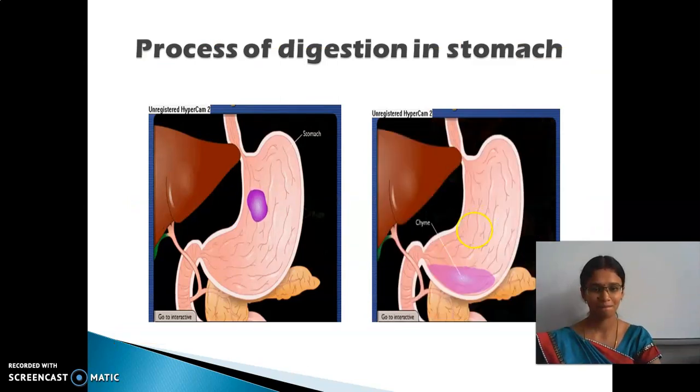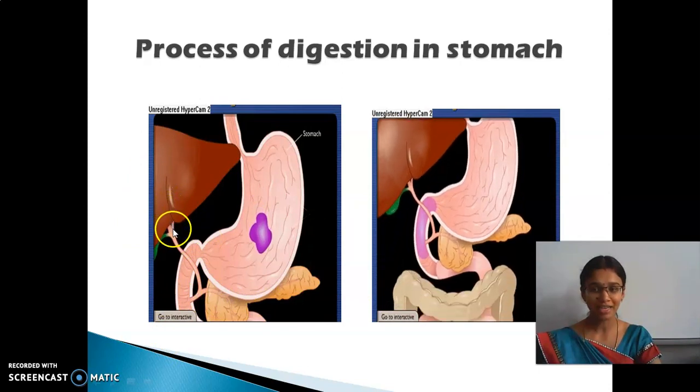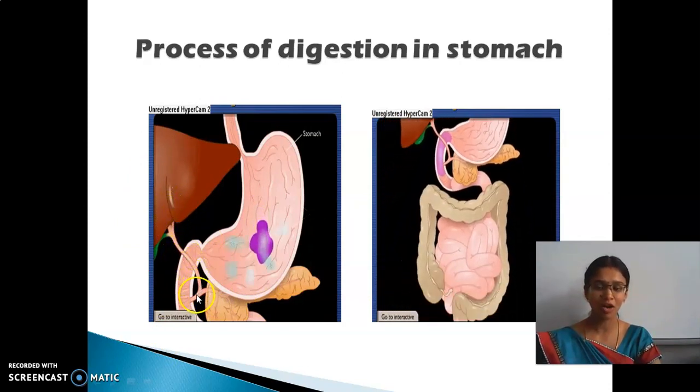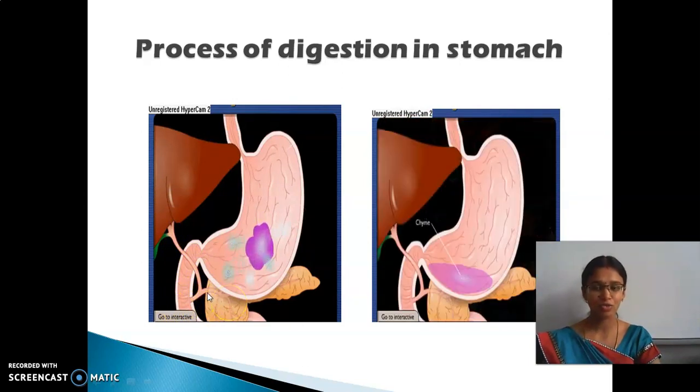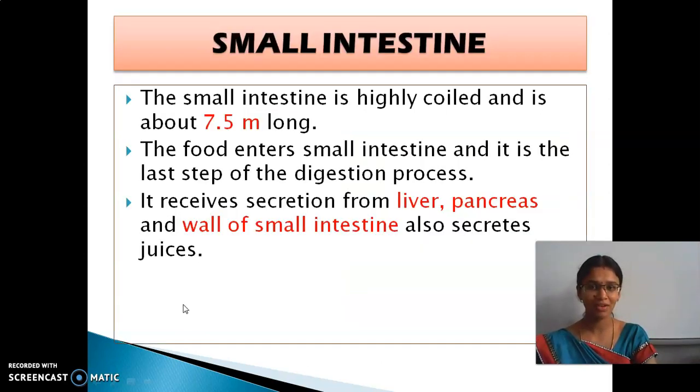See here, you have these walls, right? So this is liver. Here you have pancreas. So the juices which are secreted here pass through these walls and enter into the small intestine. See here. So these pancreatic juices also come and mix with the small intestine. Yes, shall we go to the next one?